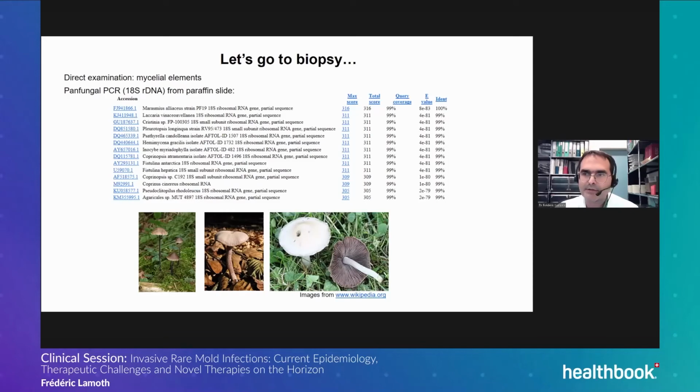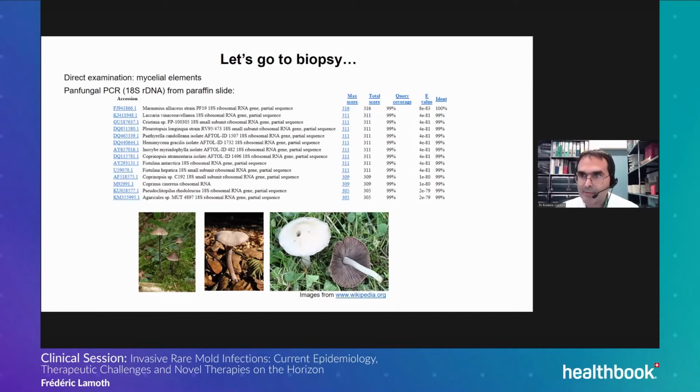And this is the result of the panfungal PCR. We did the panfungal PCR targeting the 18S ribosomal DNA from the paraffin slide. And you see here the first hit is Marasmius alliaceus. And then with scores that are relatively close, you can see other molds, Laccaria, Cristinia, Peniophora, so not really what we are used to seeing as our common fungal pathogens. And actually, if you go on Google and look at which kind of molds these are, you see these are mushrooms. These are Basidiomycetes, which are, for most of them, edible mushrooms.